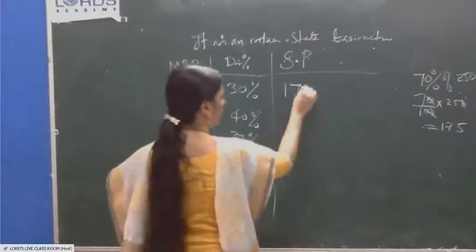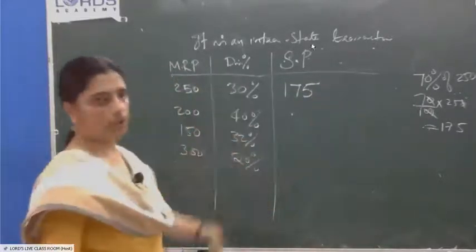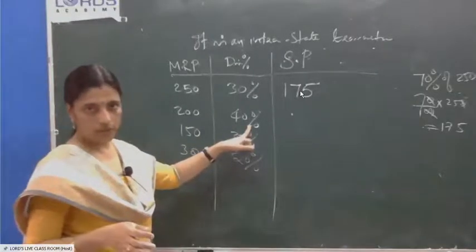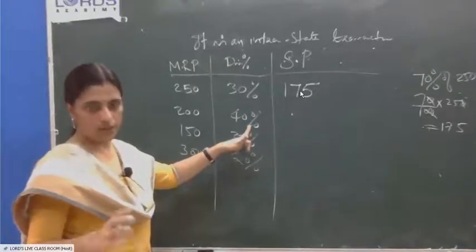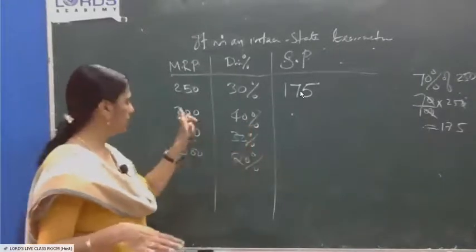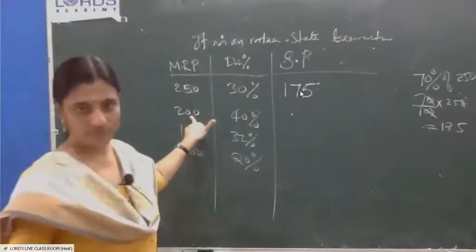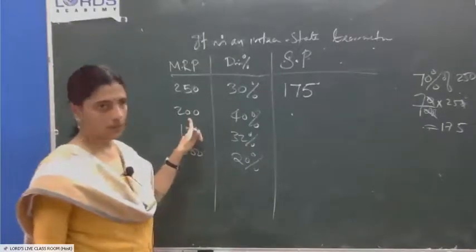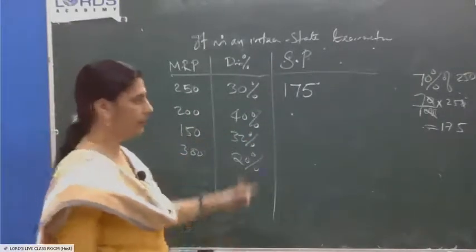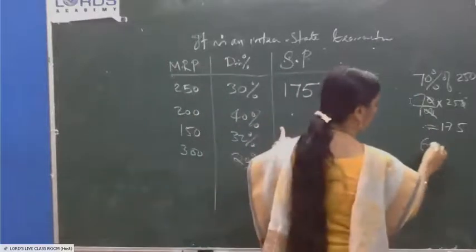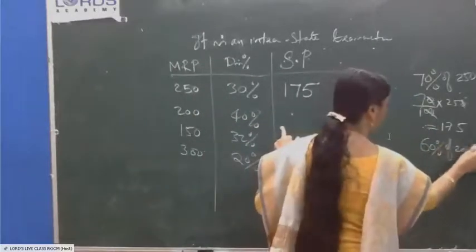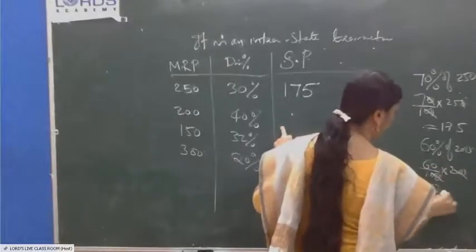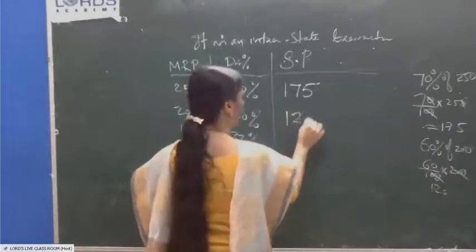Okay. Likewise, you find sale price for all. Here 40% discount means the remaining percentage is 60. 60% of cost price only you have to give. That's the other meaning. So you find what is 60% of 200 and write it here. All the workings in the working column. 60% of 200 is 120. So you write 120.